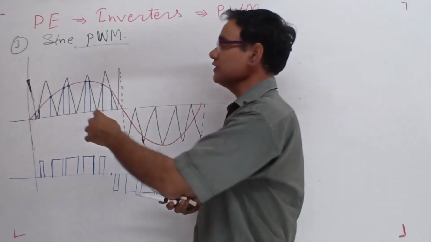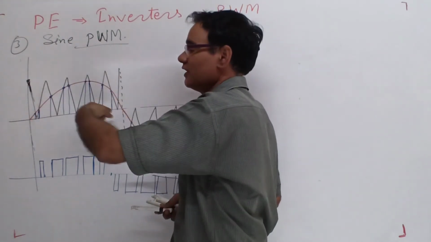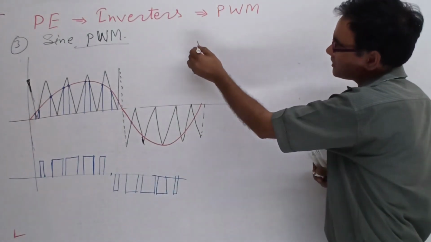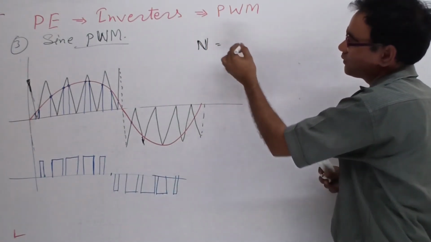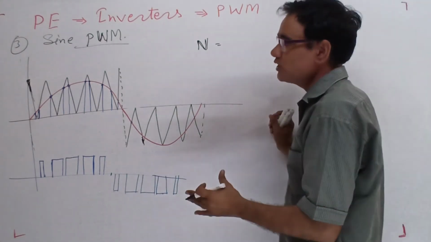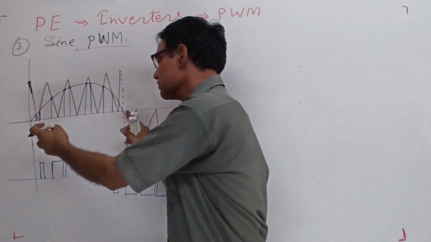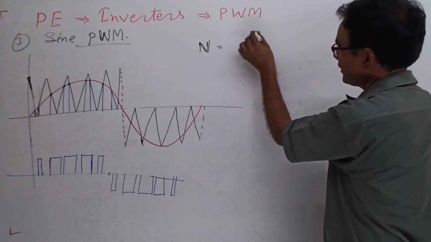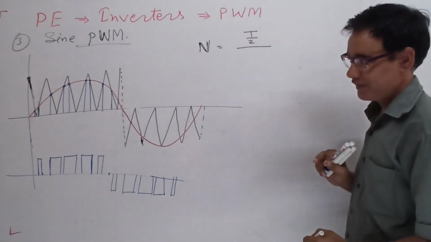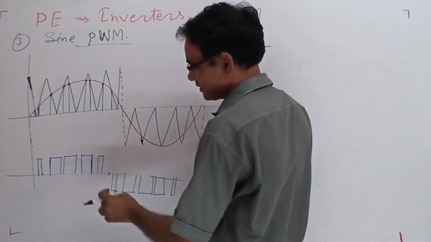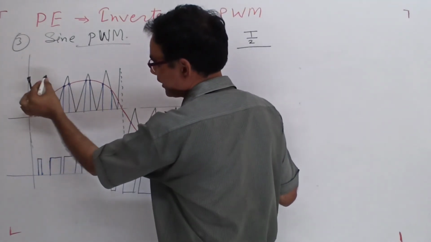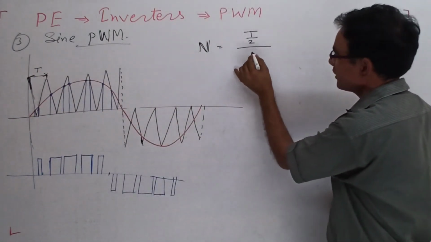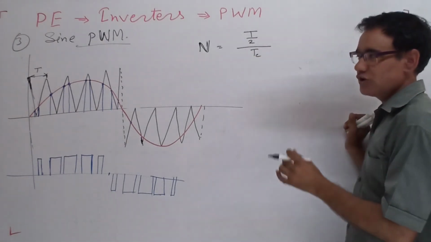So, there are two frequencies. One is the carrier wave frequency and the other is the fundamental sinusoidal frequency. So, the number of pulses is equal to, this is the half of the fundamental. So, it is T by 2 time interval of the fundamental, and it is one interval of the carrier, small t. So, one interval of the carrier, the ratio of these two.